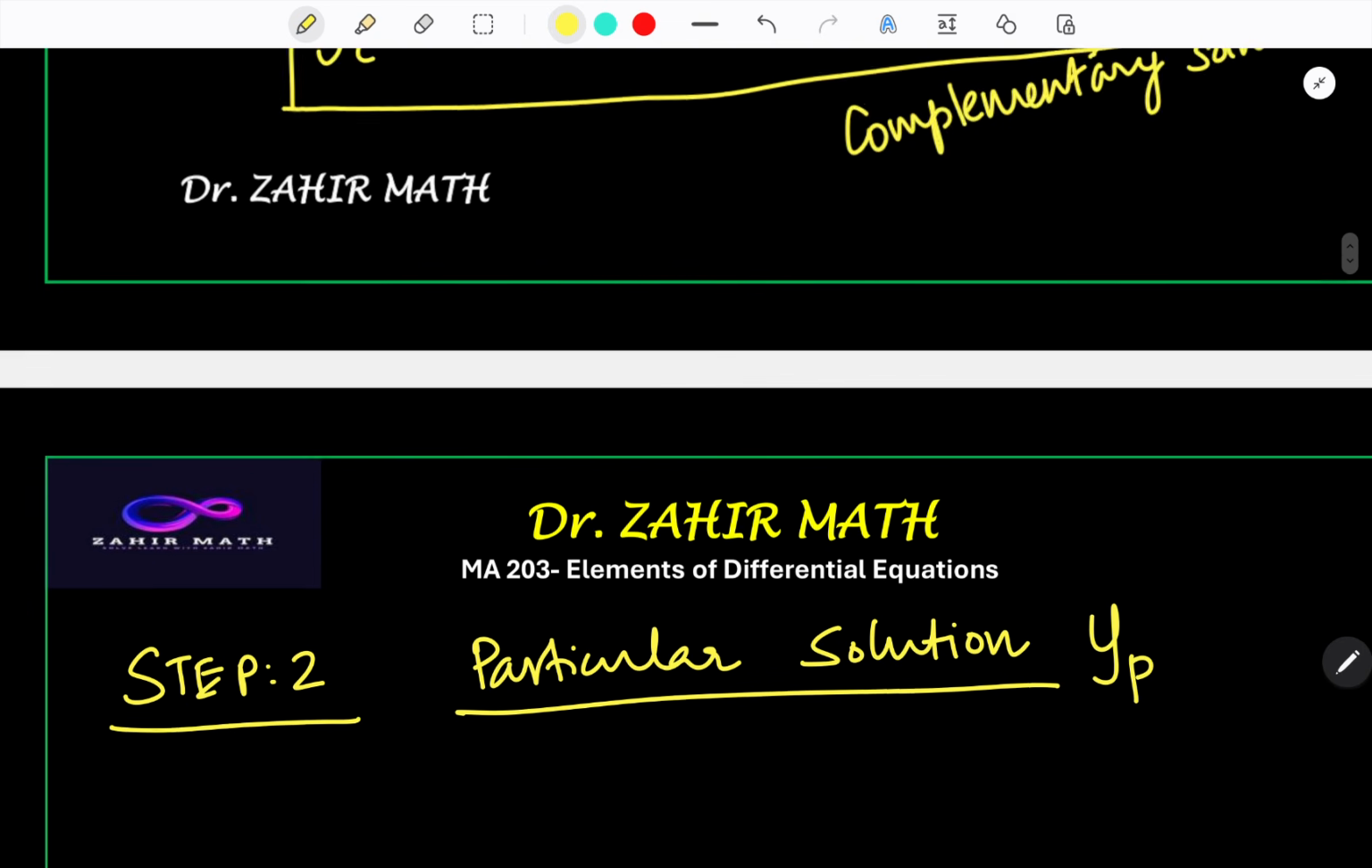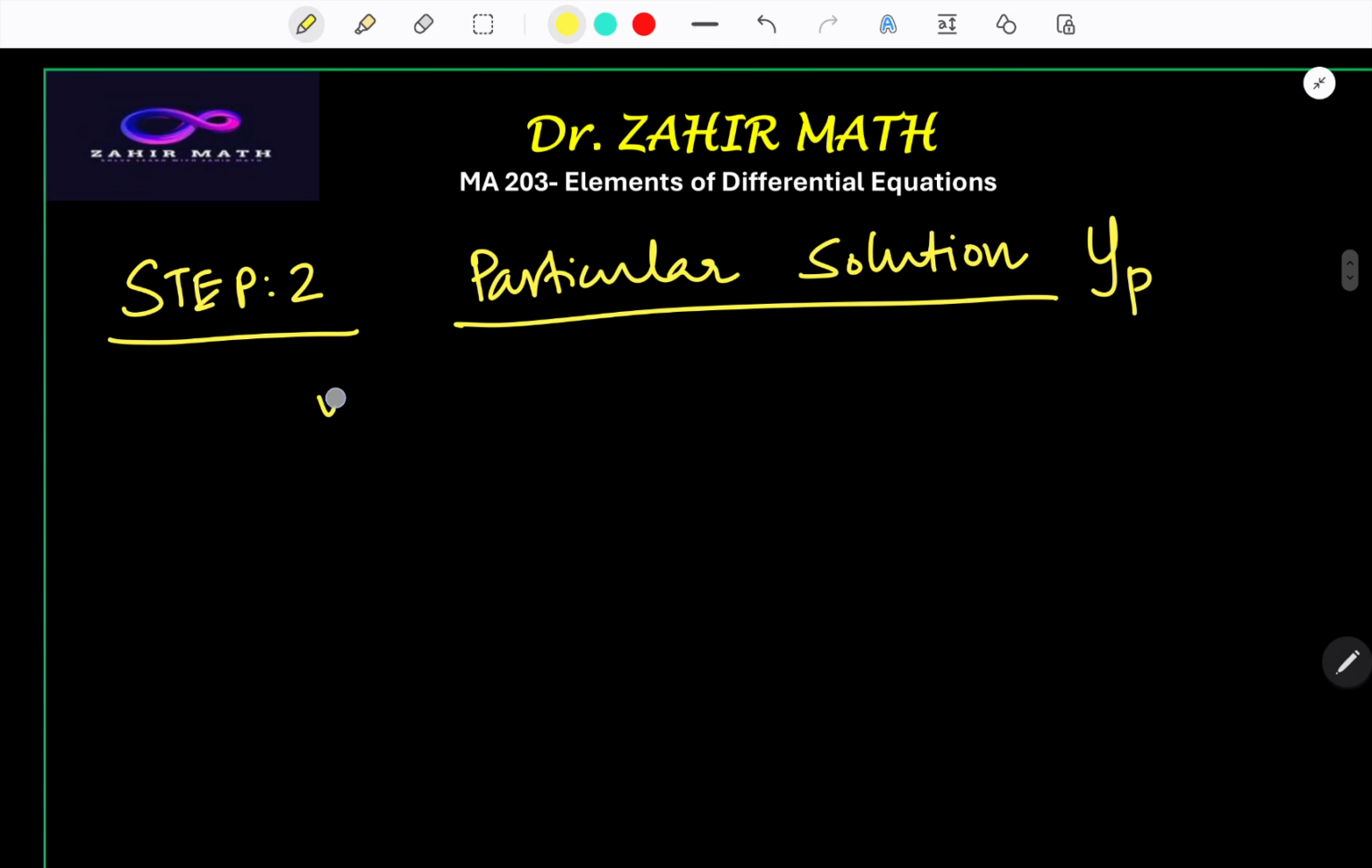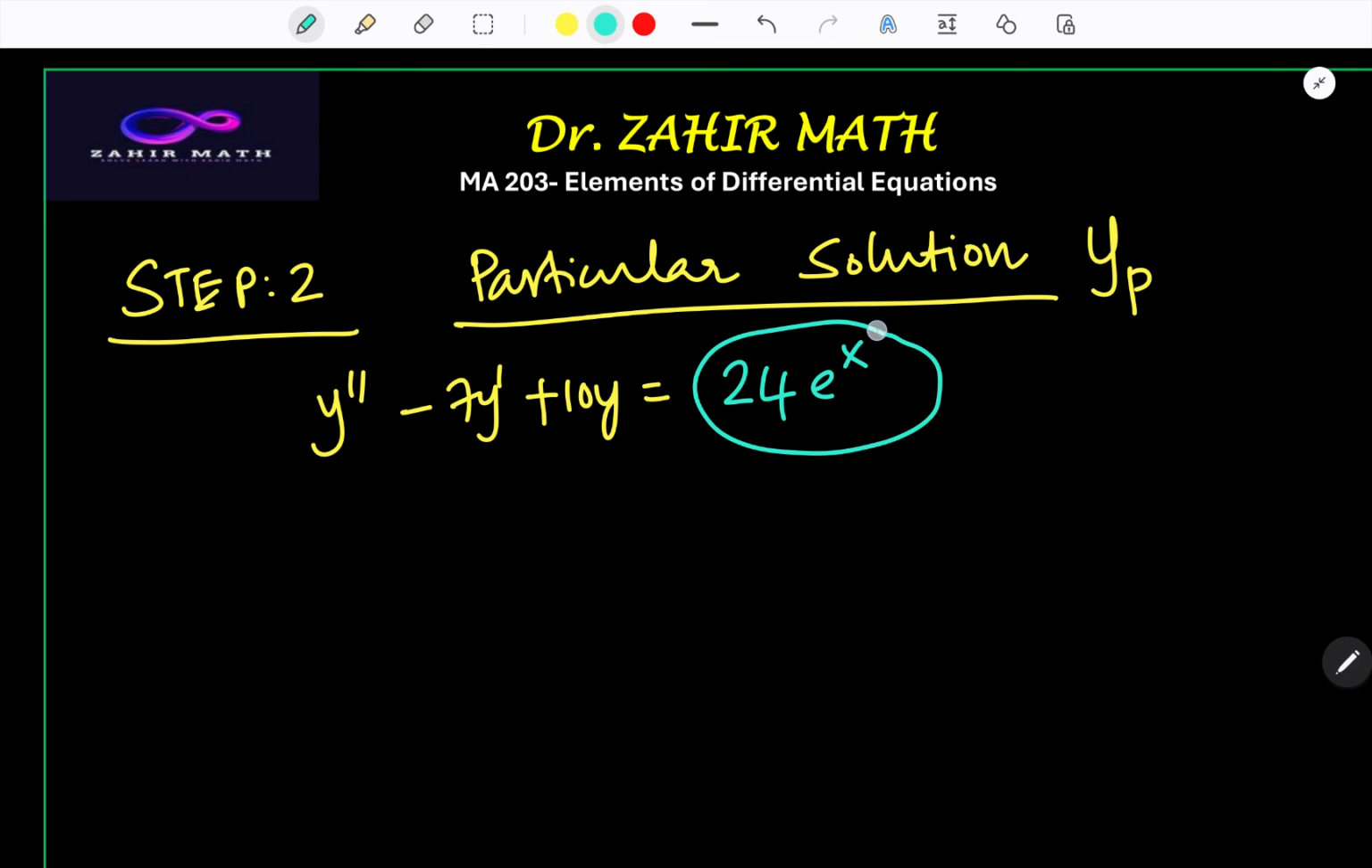And look at the equation. The equation is given: y double dash minus 7y dash plus 10y is equal to 24 e power x. This is going to be your particular solution. So if the right hand side is e power x, you are going to assume, means you are going to guess. Yp is 24 e power x. You are going to assume this 24, we don't know. We just assume a e power x. We are going to assume what?